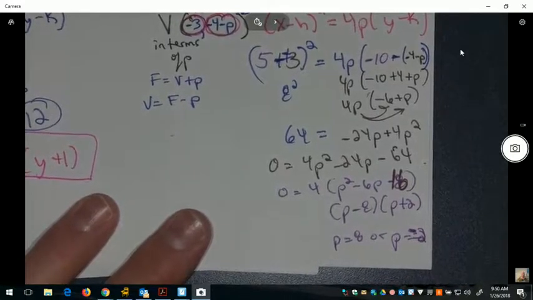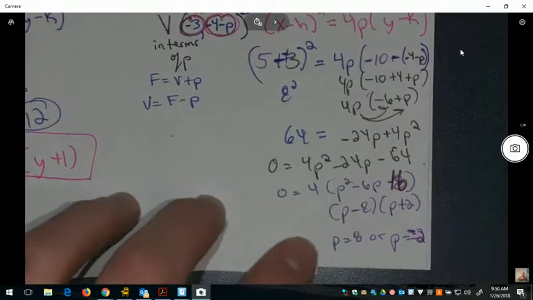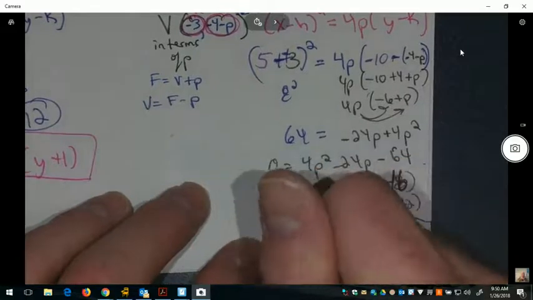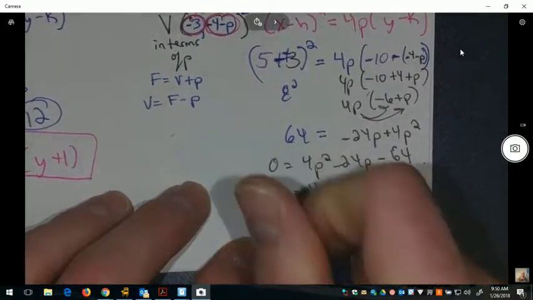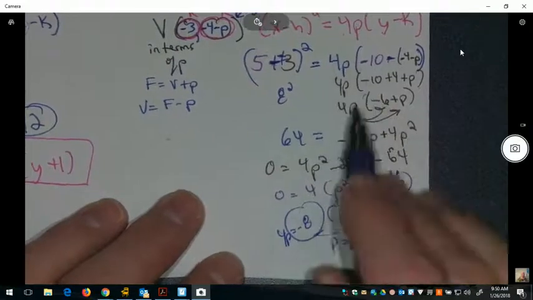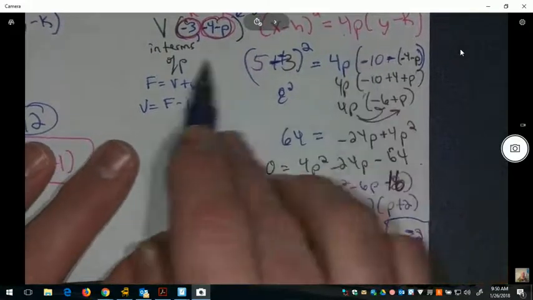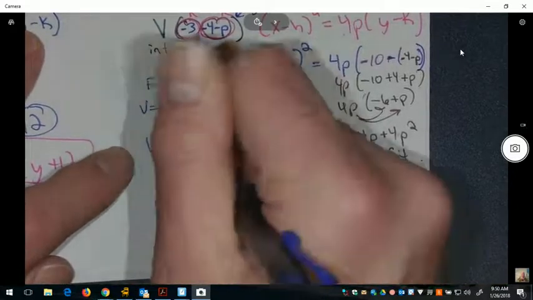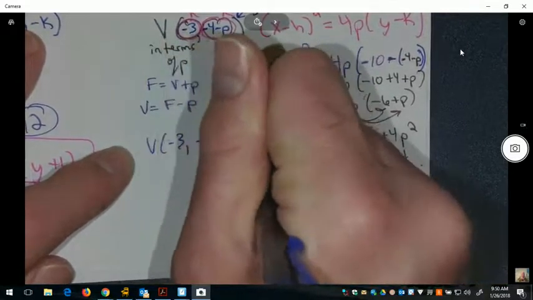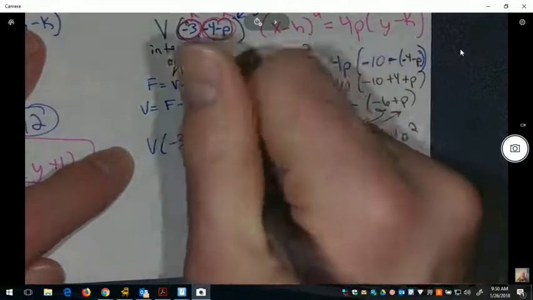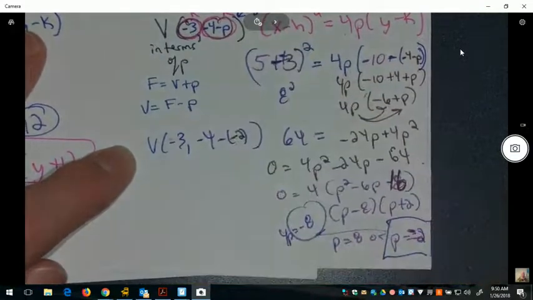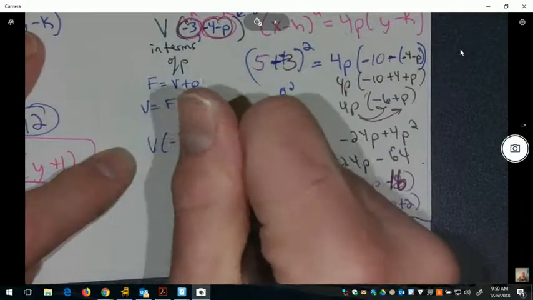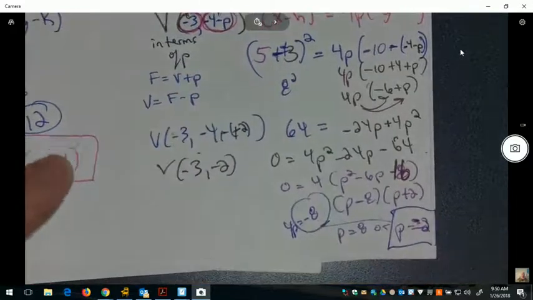So this is opening which direction? Down. Since it's opening down, which one do I need? -2. So this means that 4p is -8. So when we go to plug this into our equation, I'm going to put a -8 there. Our vertex, which we have an expression for right there of (-3, -4 minus p). Well, p is -2. So that's going to be -4 plus 2, which is (-3, -2) for our vertex.